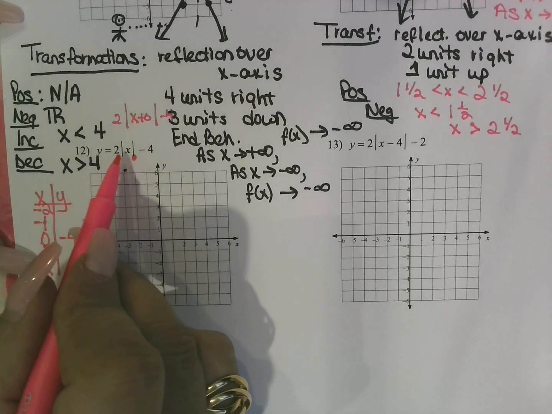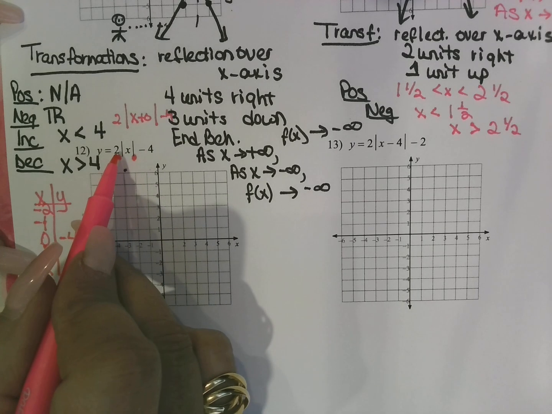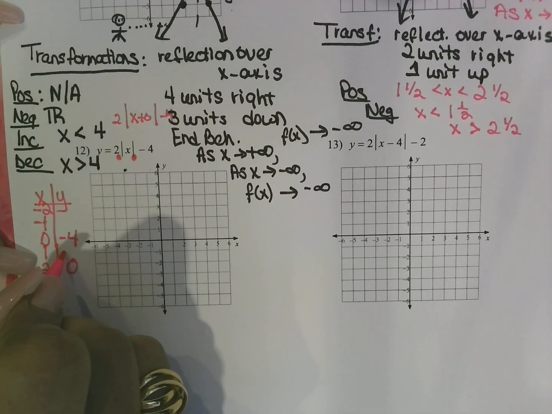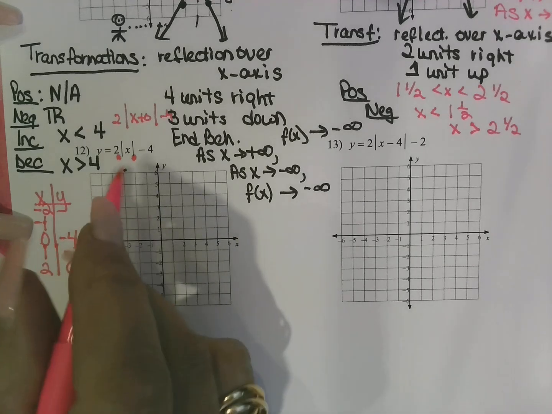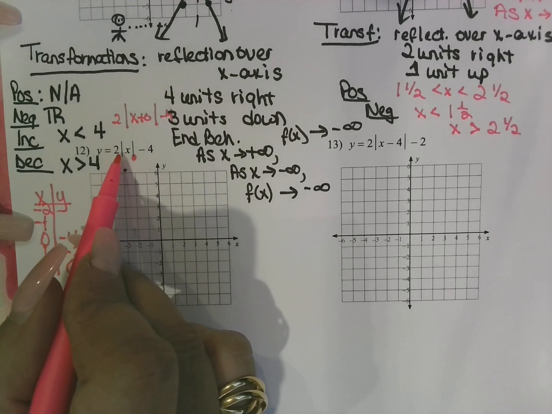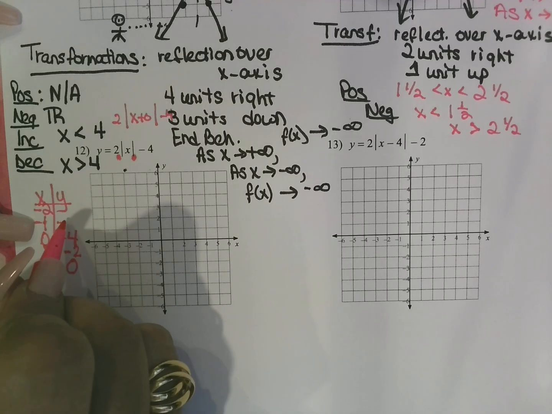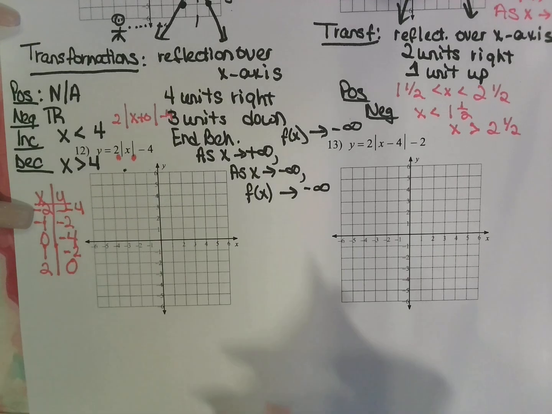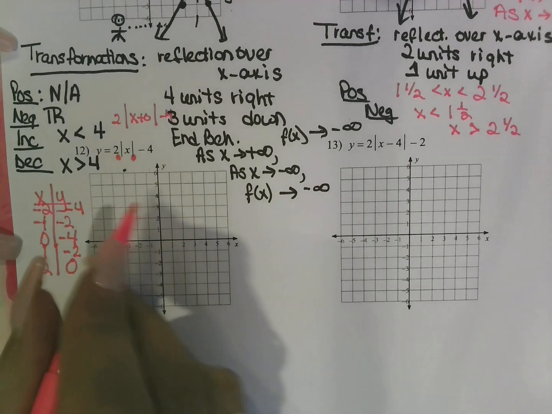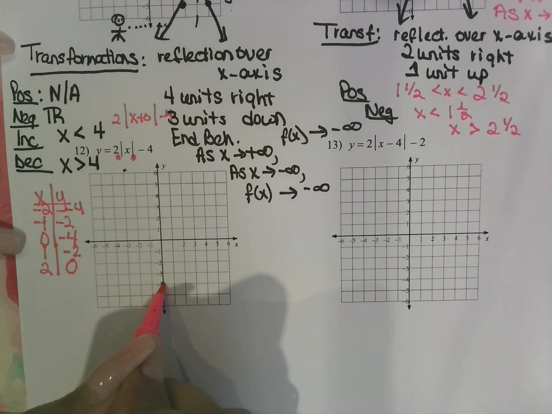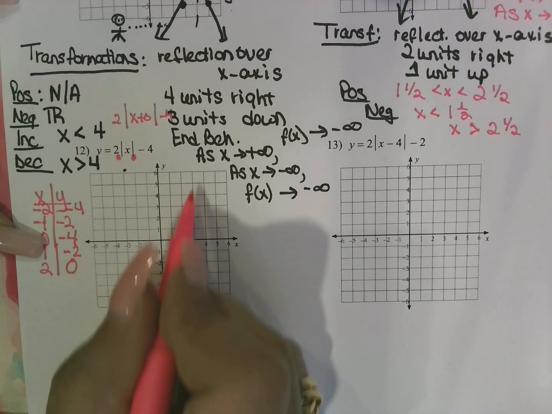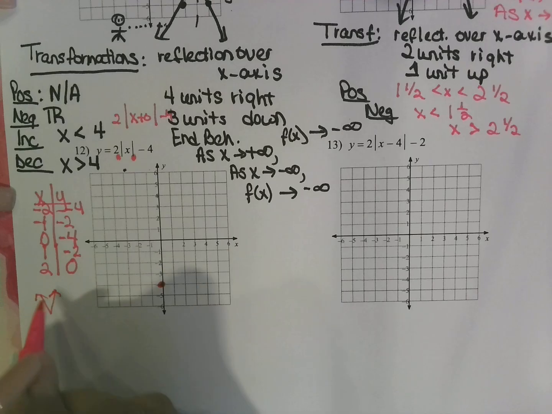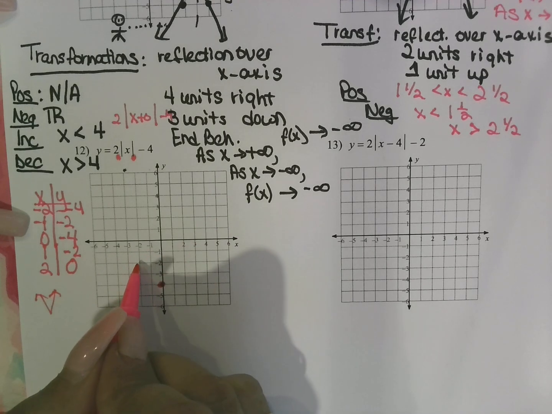I plug in a 1. Absolute value of 1 is 1. 1 times 2 is 2. 2 minus 4 is -2. Plug in a -1. Absolute value of -1 is 1. 1 times 2 is 2. 2 minus 4, -2. And this one should be -4 because of the symmetry. All right? So we're at 0, -4. Now this one is positive A, so this is going to open up.